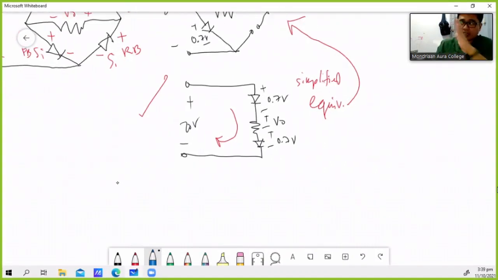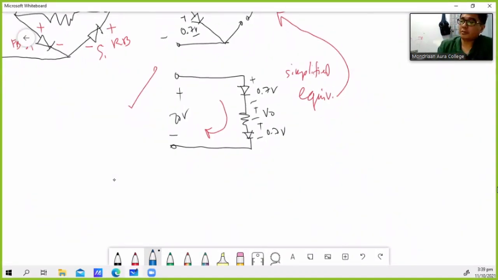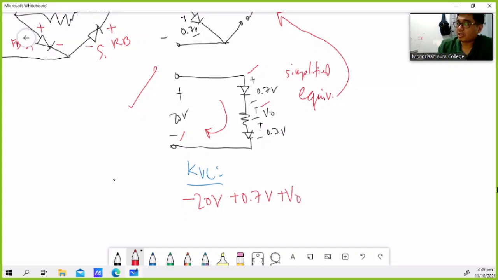Kasi pag visually, minsan nagkakamali tayo ng tingin. Okay? So KVL. Papasok tayo dito sa negative ng 20 volts, kaya minus 20 volts. And then papasok tayo dito sa positive ng 0.7, so plus 0.7 volts. Notice, ang nilalagay ko na polarity, yung unang pinapasukan. And then dito naman, papasok tayo sa positive, so plus V out. And dito papasok tayo sa positive, so plus 0.7 volts.